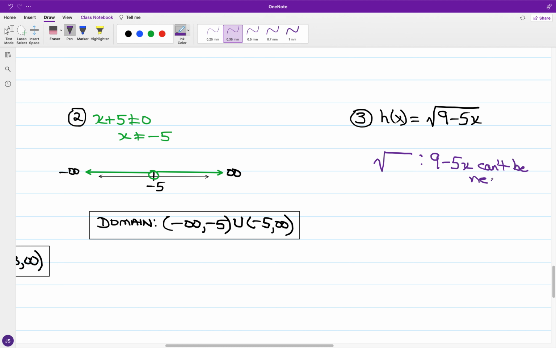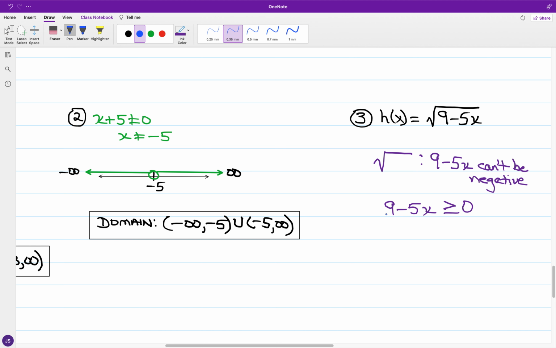Because the radical expression is given in direct terms, as opposed to, say, the reciprocal of an expression, 9 minus 5x can be 0 as well as positive. So, setting up 9 minus 5x as a comparison to 0 inequality, we can have 9 minus 5x greater than or equal to 0.